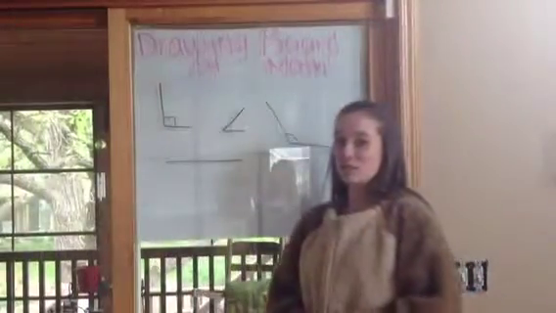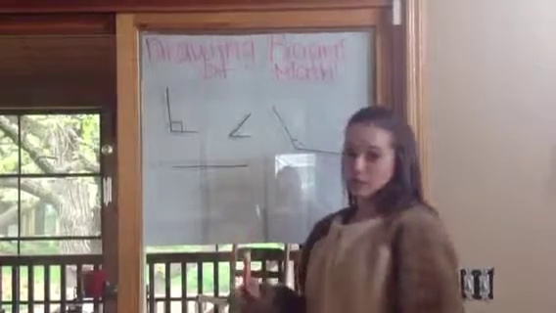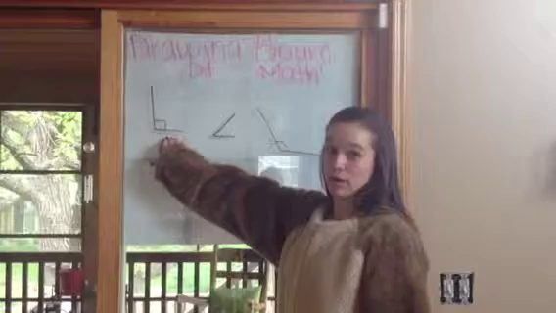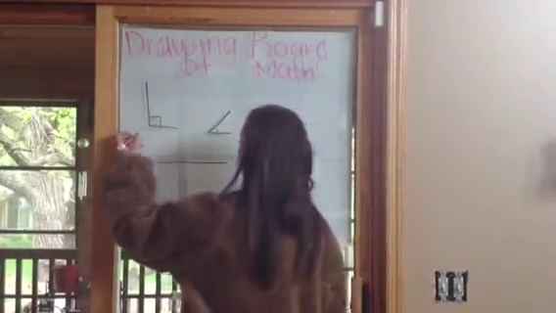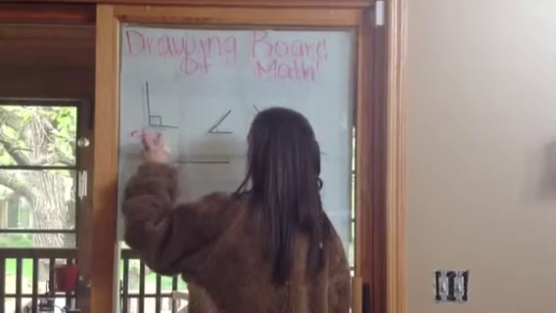This next lesson is personally one of my favorites. So we have 4 angles here, 4 angle measures. Now the one thing that you need to know is that this is considered a right angle. And right angles always equal 90.